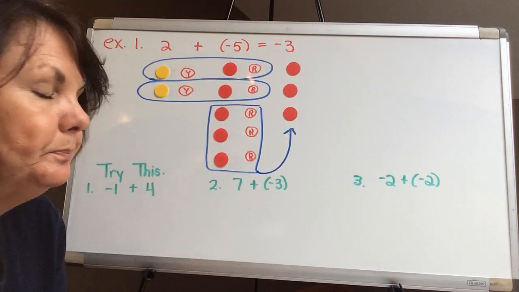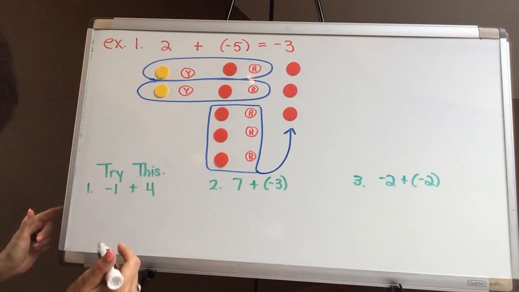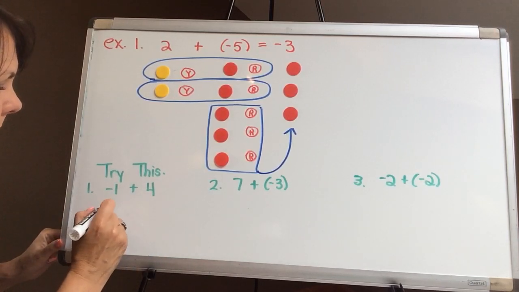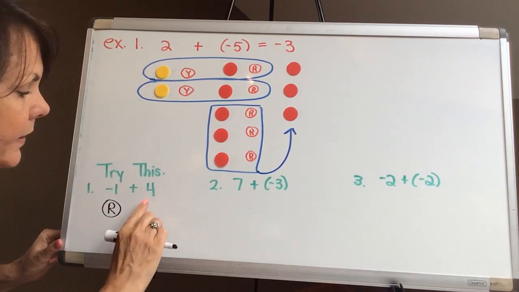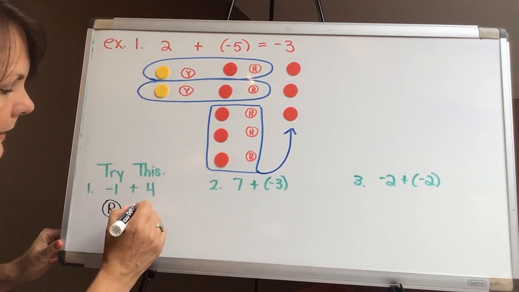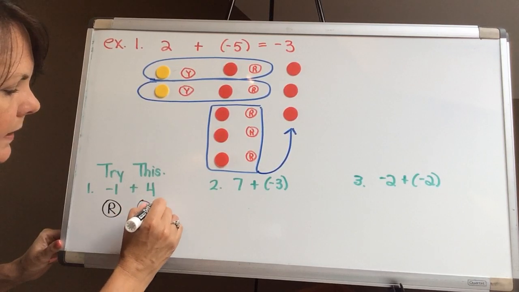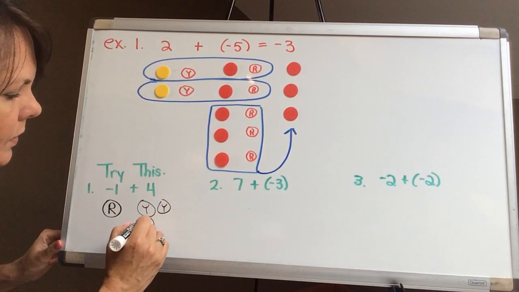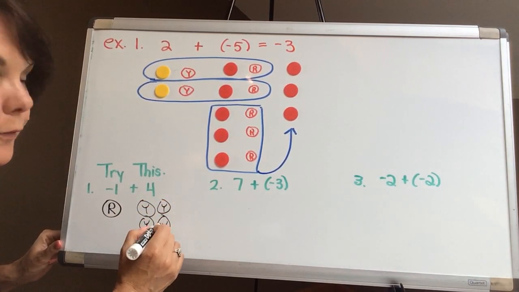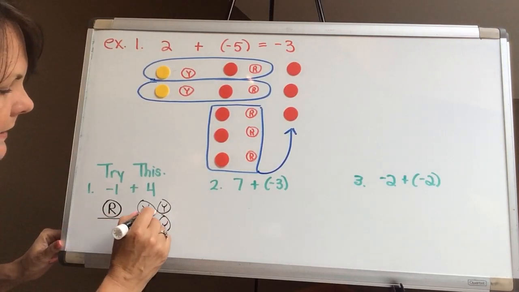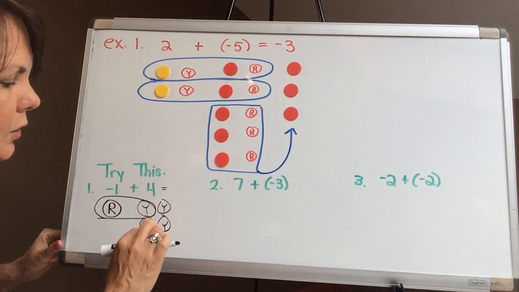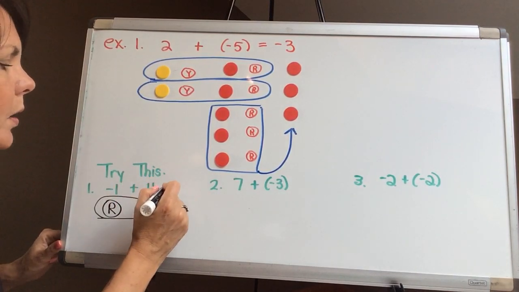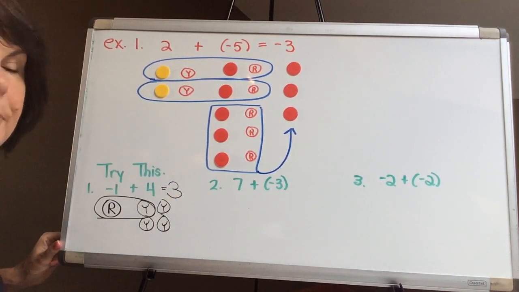Let's try a couple. Okay, -1. That would be red. To that I'm going to add 4 positive yellow. 1, 2, 3, 4. These make a zero pair, leaving me with 1, 2, 3 yellows or a +3.